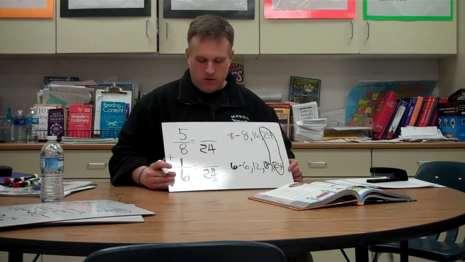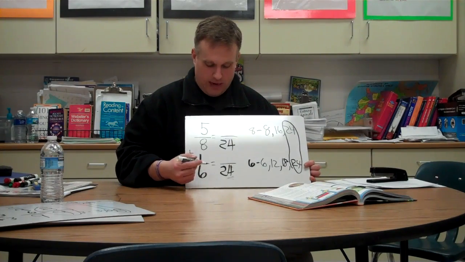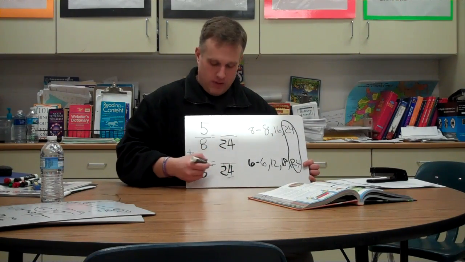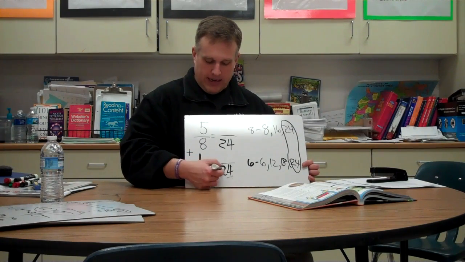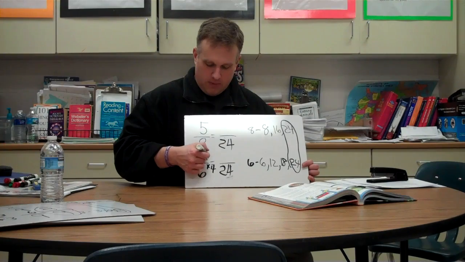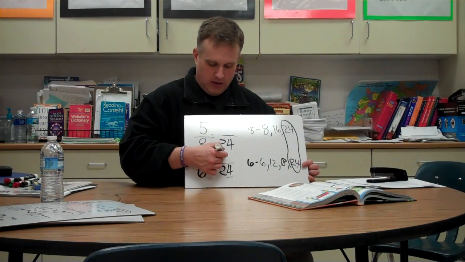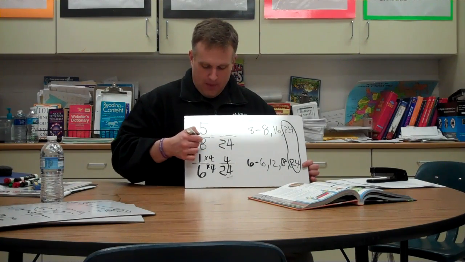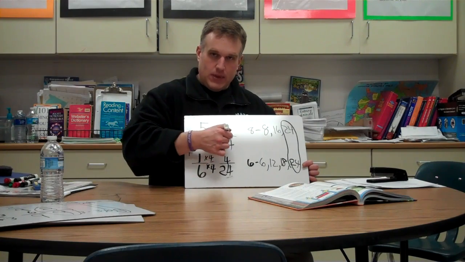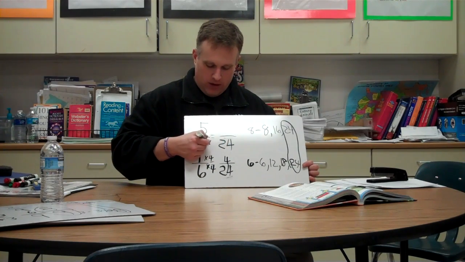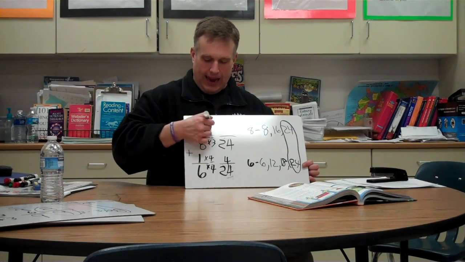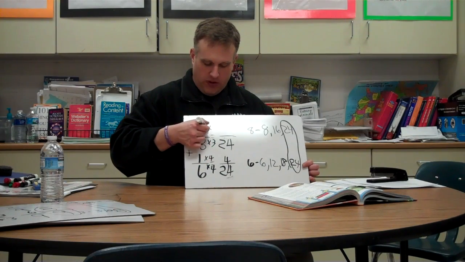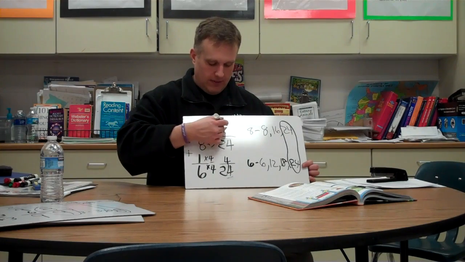Okay, so now we're back at our same steps as we have been doing. 6 times what gives me 24? That would be 4. Whatever I multiply this by to get 24, I have to multiply the top number. 1 times 4 is 4. 8 times what gives me 24? I know that is 3. So 8 times 3 is 24. Whatever I do here, I have to do to the numerator. So 5 times 3 is 15.